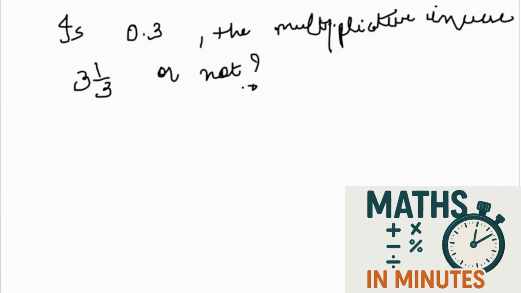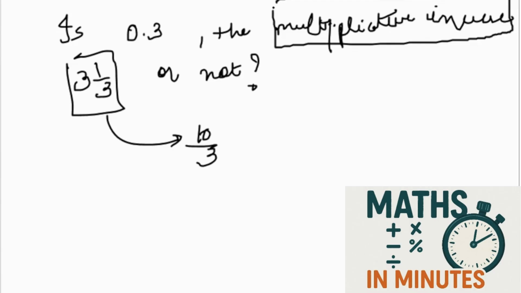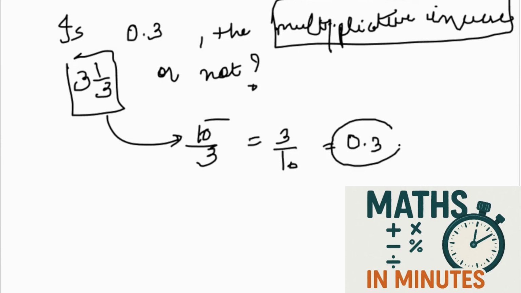Now let's see. So basically 3 1 by 3 is a mixed fraction. When you convert it into an improper fraction, it will be 10 upon 3, right? Now we know multiplicative inverse means the reciprocal of the original value. So 10 upon 3 will become 3 upon 10, and 3 upon 10 we can write as 0.3. So no doubt it is yes, right? So this is how the questions of identities and properties will come.